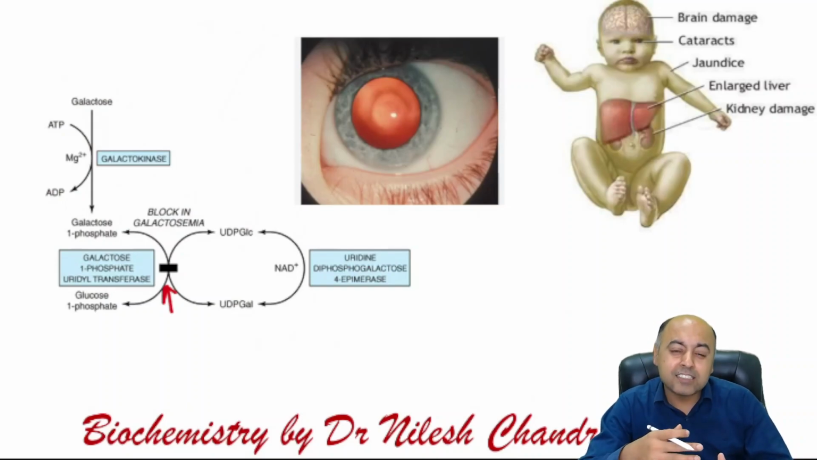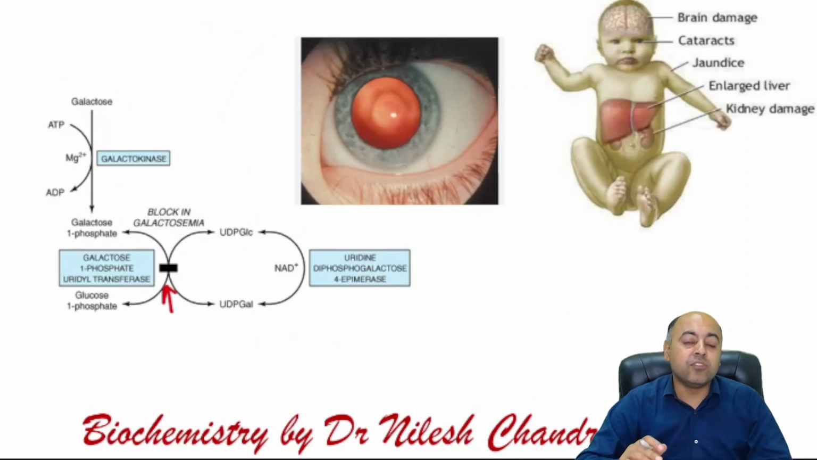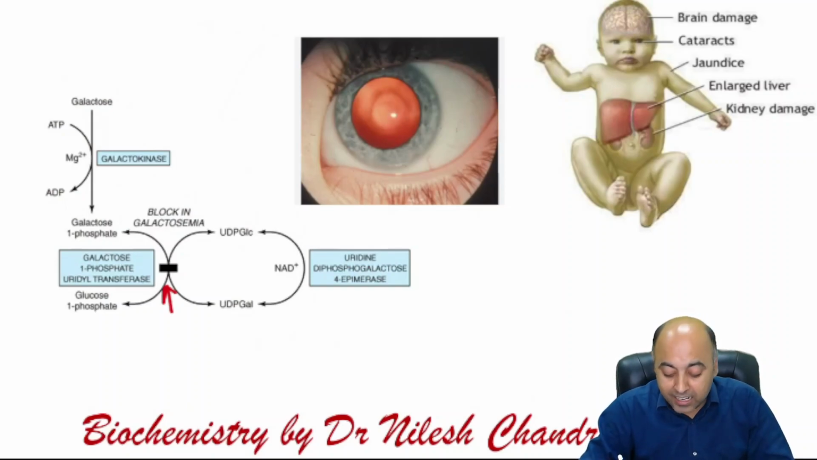The severity is less. The cataract appears by the age of 1 year. So these additional mild features are there. The cataract that you see is described as oil drop cataract. It looks like a drop of oil is sitting in the middle of the lens, so it is called oil drop cataract. So you have the brain damage, cataract, jaundice, enlarged liver, and kidney damage.